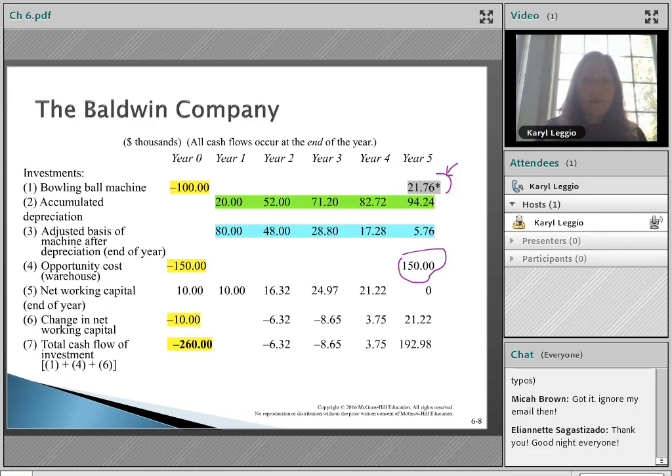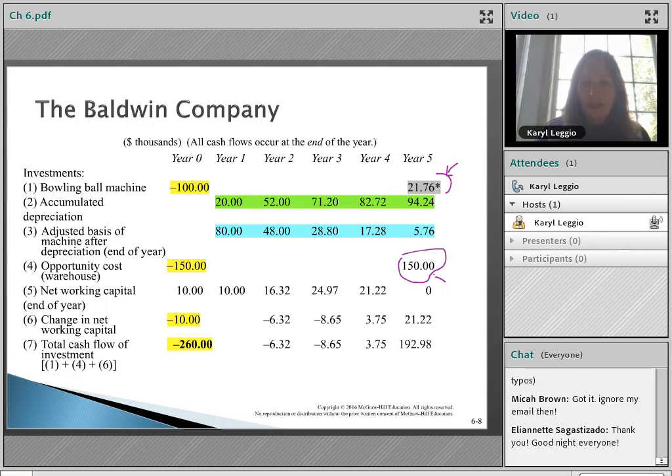You can argue that they should get more than that because real estate prices are going up. You can argue that they should get less because it's in a community where the value of the land is deteriorating. If you have a legitimate reason for thinking the value is something other than $150,000, use that number. But to the best of our knowledge at this point, we expect we're going to be able to sell the warehouse for $150,000 at the end of the life of the project.